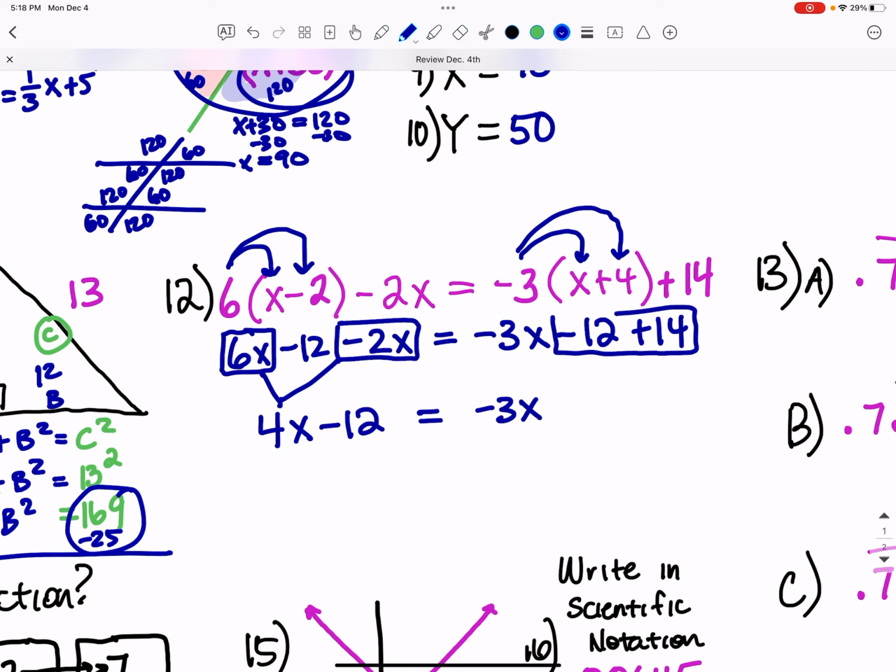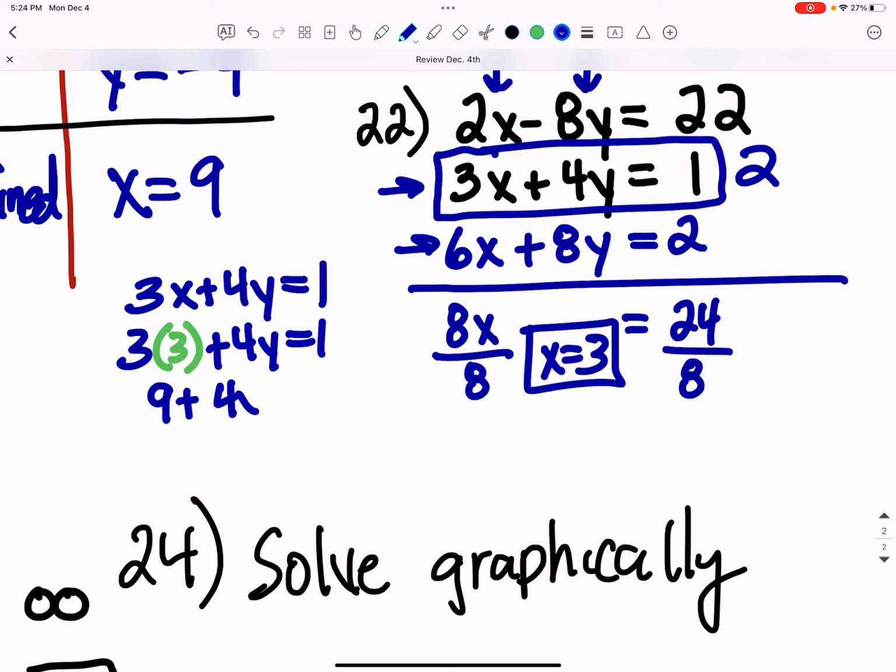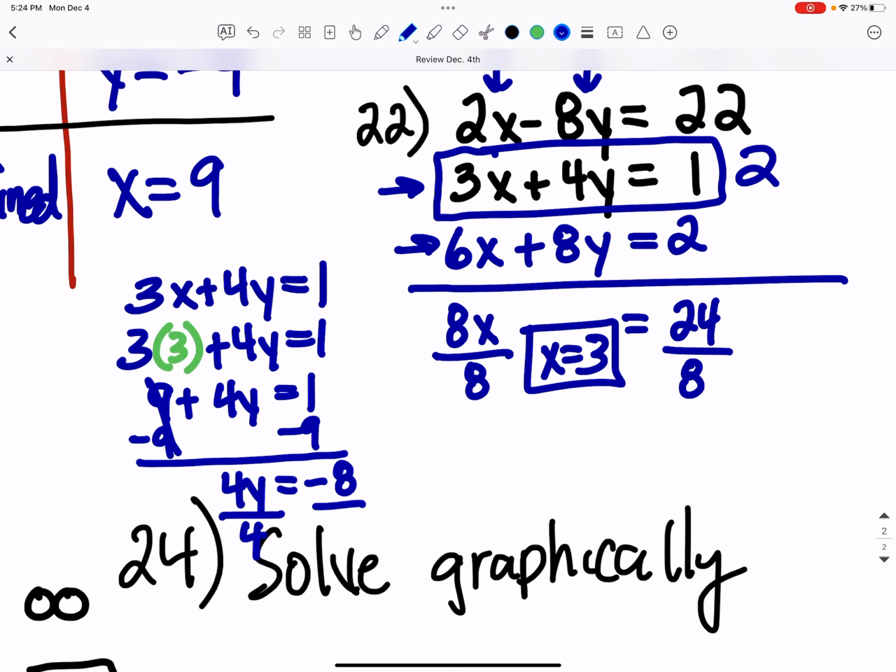3x plus 4y equals 1. And x is 3. So 3 times 3 is 9 plus 4y equals 1. I'm going to minus 9, get it out of here. 4y equals negative 8. I'm going to divide by 4, and y equals negative 2. So the answer is 3 comma negative 2.